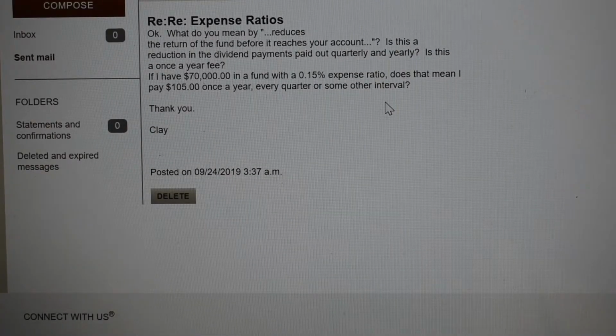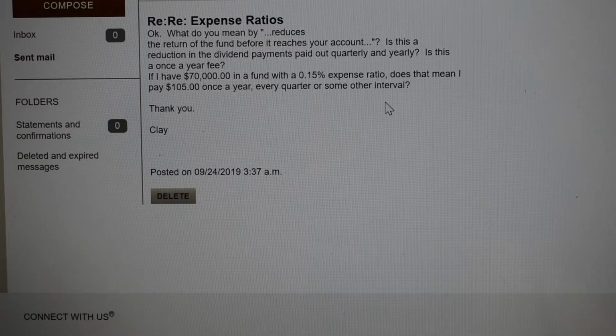Okay, so I wasn't really satisfied with that answer because I wanted more specifics. I wanted to know, hey, how much am I actually paying? Where's this money taken from? How much am I losing? So I said, okay, what do you mean by reduces the return of the fund before it reaches your account? Is this a reduction in the dividend payments paid out quarterly and yearly? Is this a once a year fee?